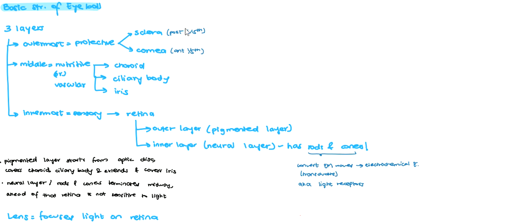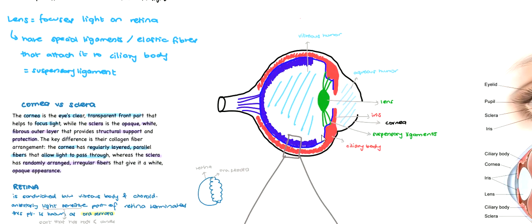Now, sclera covers the posterior 4 by 5th of your eyeball, and cornea covers the anterior 1 by 5th of your eyeball. Now, let's look at it in this diagram that I've drawn. In black, I've drawn the outermost layer. So, the posterior 4 by 5th is your sclera, and then the anterior 1 by 5th is the cornea.